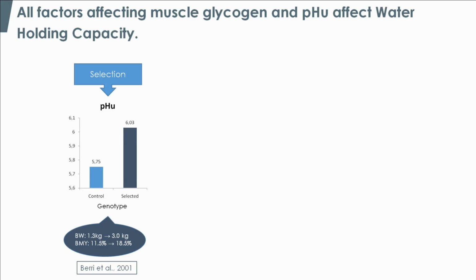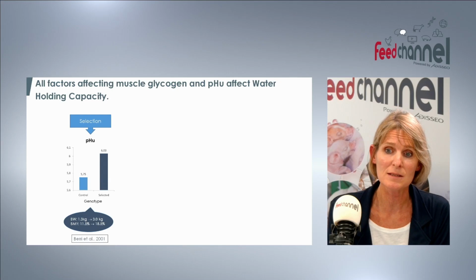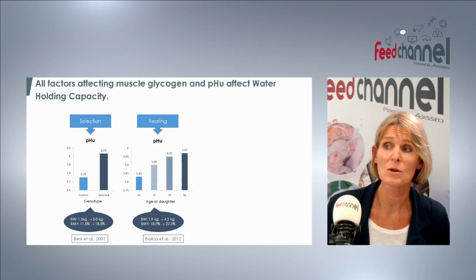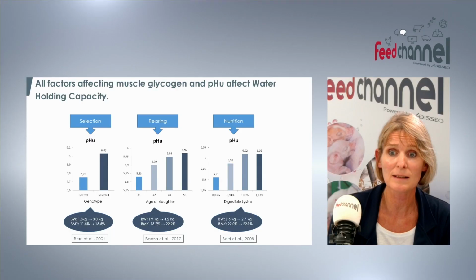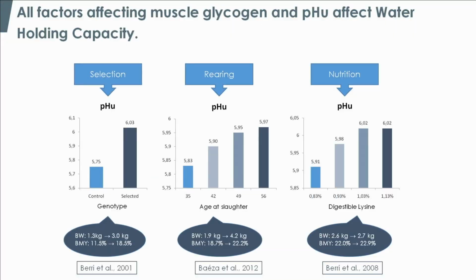So for many years in RA, we have studied the factors that affect the glycogen in muscle. And we have found that there are two main factors, which are genetic and nutrition, but also some management practice that can affect this character. And so by modulating these factors, we think that it will be possible to improve meat quality and especially water holding capacity. Let's talk maybe more about genetics to start.